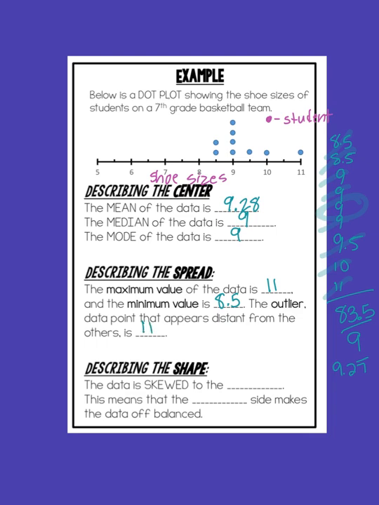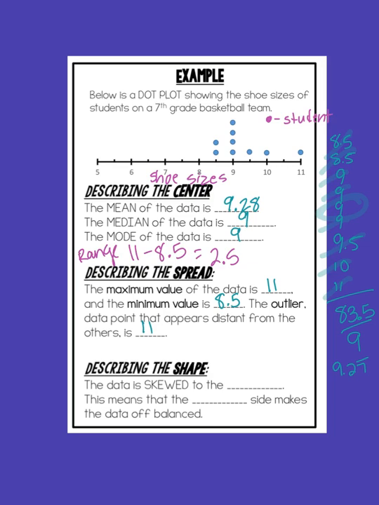It's not much of an outlier, but it's kind of an outlier. What would the range be? I know, again, it doesn't say that on there, but we can still find the range. To find the range, I would do 11 minus 8 and 5/10. When I do that, I'm going to get 2.5.